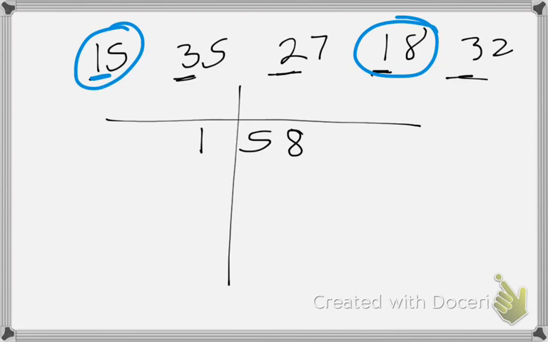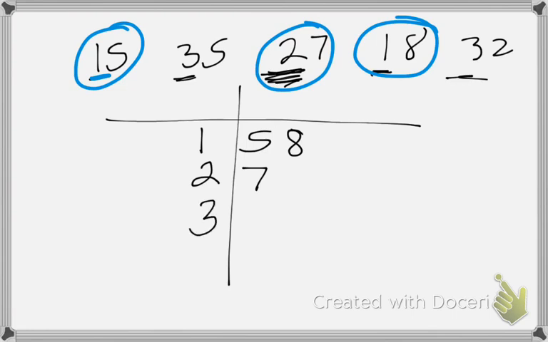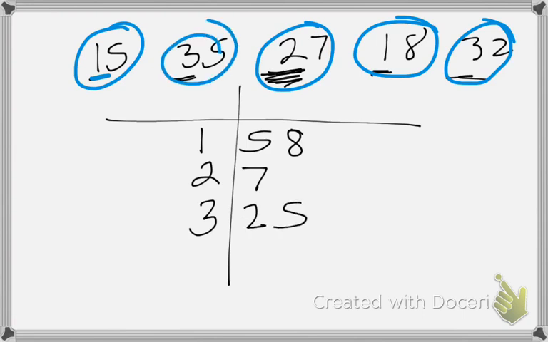Then, of course, my next place value would be right here. I've got a 2 in the tens place. So to represent 27, I would put a 7 over there. I don't have anything else with a 2 in the tens place. Then I would move to the 3, and I would start off by putting my 2 here to represent 32. And then finally, I would put a 5 there to represent 35.